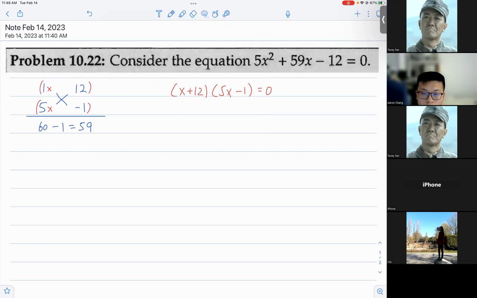And then when we try to solve for this equation, we're just gonna make each factor equal 0, right? Because it's two numbers, they multiply each other, you get 0, so it's gonna either be the first bracket being 0 or the second bracket being 0.